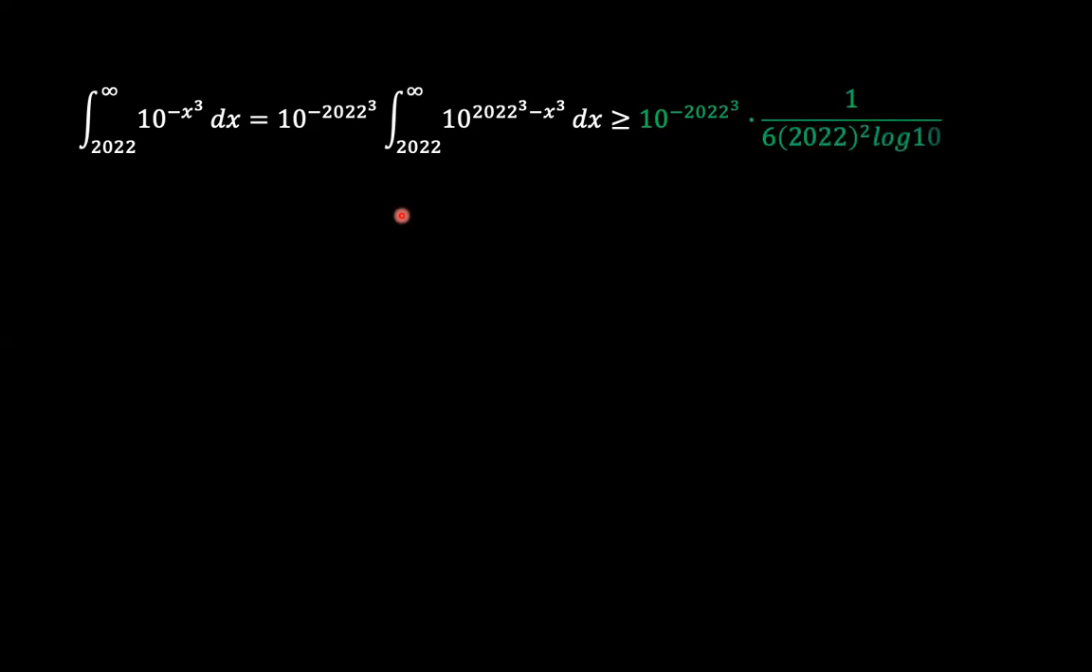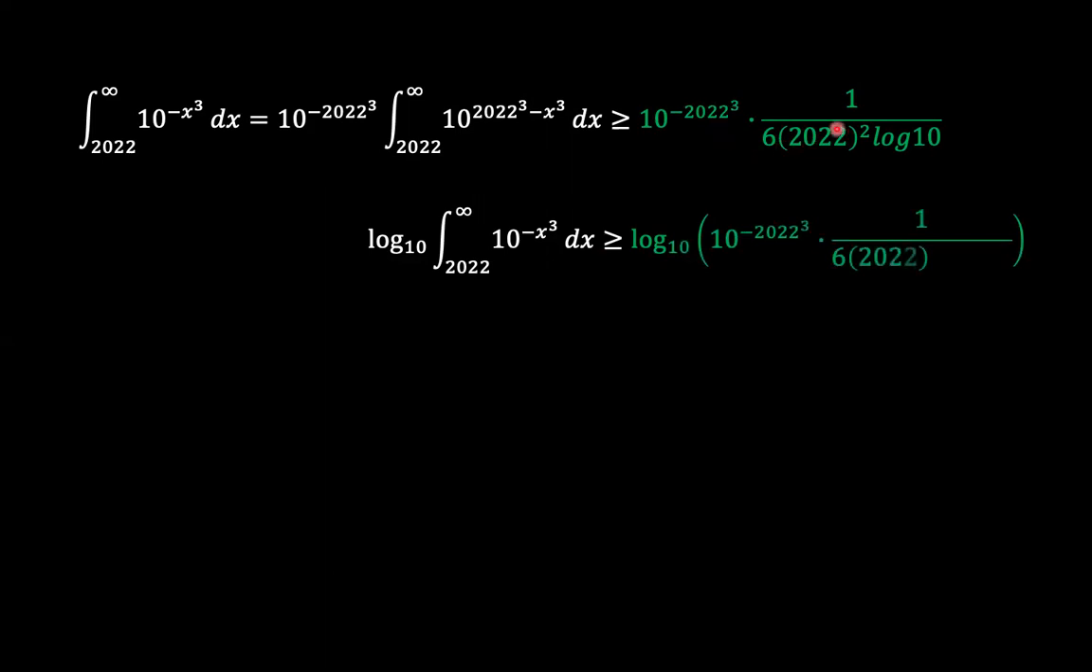Proceeding forward, as we can see, our initial integral here is greater than the integration of the value under the gradient, obviously taking into consideration the constant here. And so if we now take the log 10 of our initial integral, which is greater than also the log 10 of the constant times the area under the gradient, the right-hand side is log 10, since this is a product, of 10 to the power negative 2022 cubed minus the log 10 of the denominator.